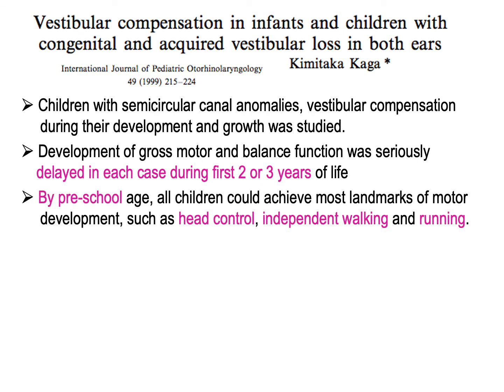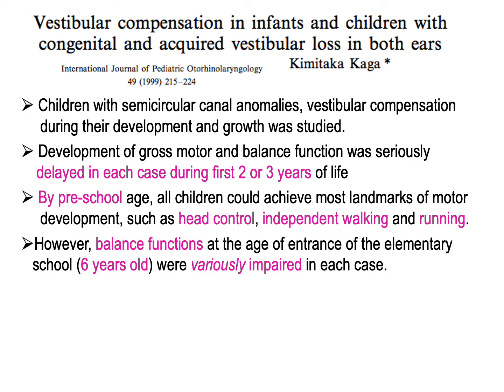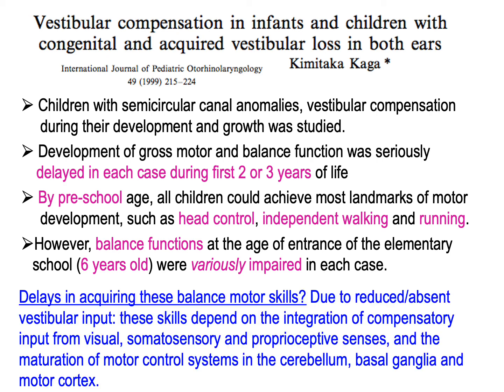But they followed these children longitudinally, and by preschool age, all the children could achieve most of the landmarks of motor development. So these included things like head control, independent walking, and even running. But balance control functions at the age when they started elementary school, so about 6 years of age, were variously impaired. So it was almost on a case-by-case basis.